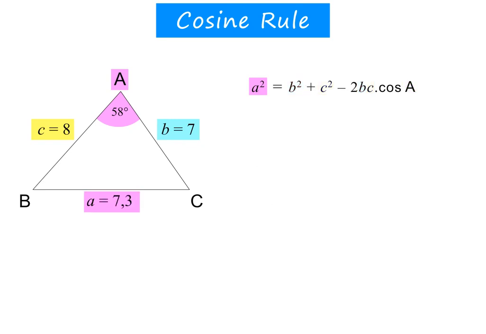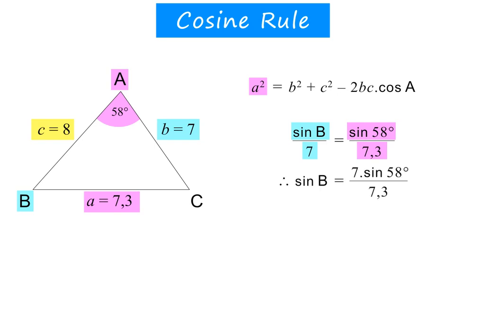We now have the lengths of all 3 sides of the triangle, as well as the size of one angle. To find the size of one of the other angles, we can use the sine rule. Let's use it to find angle B. If we multiply both sides by 7, we get sine B on its own on one side. This means we need to solve a trig equation.